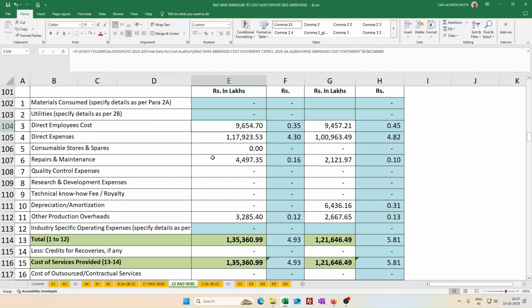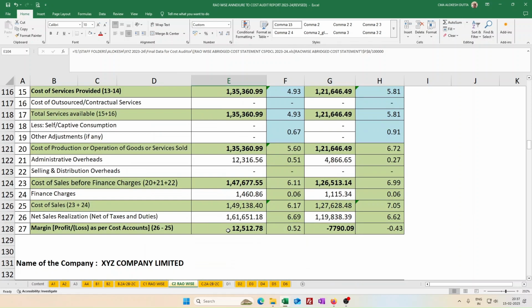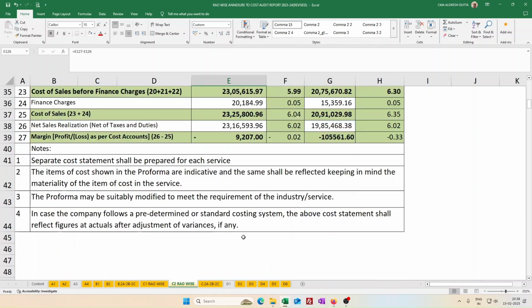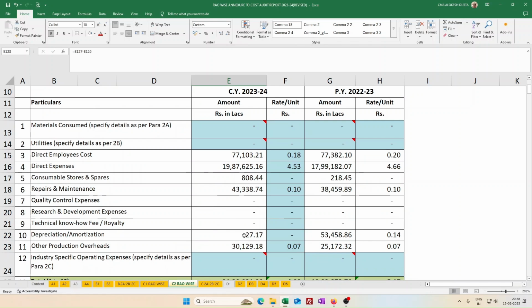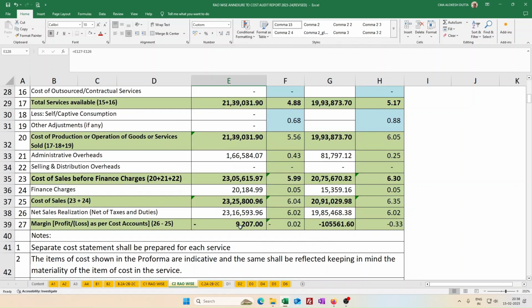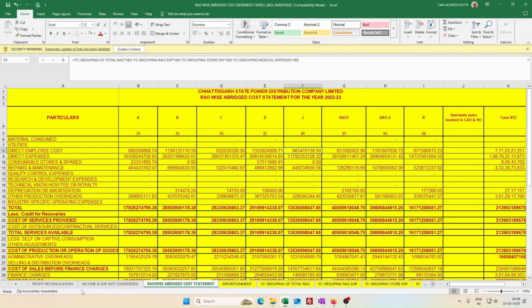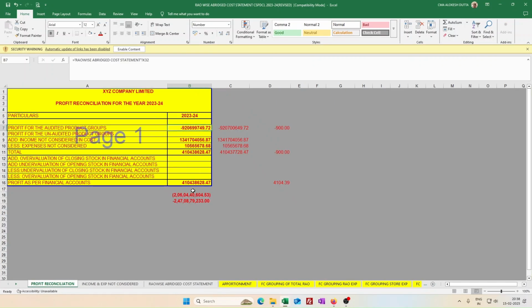Now this is the average cost statement, and after that it depicts the cost margin of the company as a whole, because this is the company-as-a-whole figure after consolidating the RAO-wise figures. You will see this figure is matching with this figure, 9206.99. Here for control purposes we are preparing the reconciliation, but the elaborate reconciliation is in the main annexure.